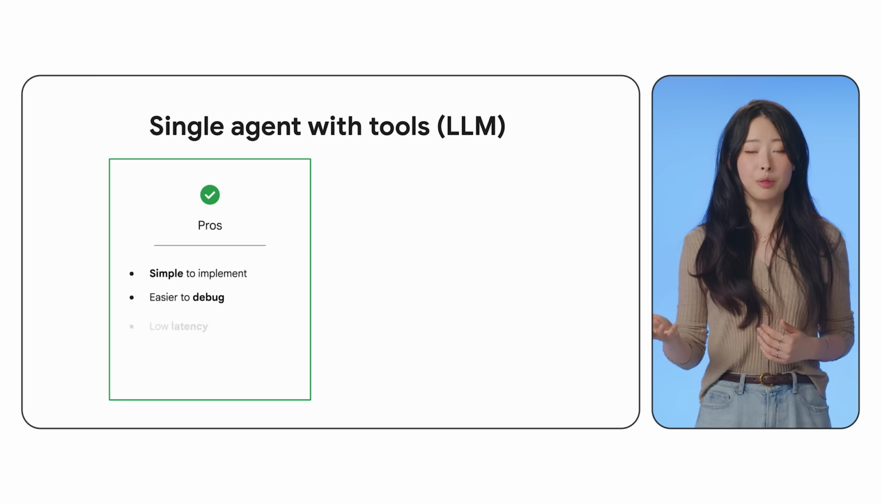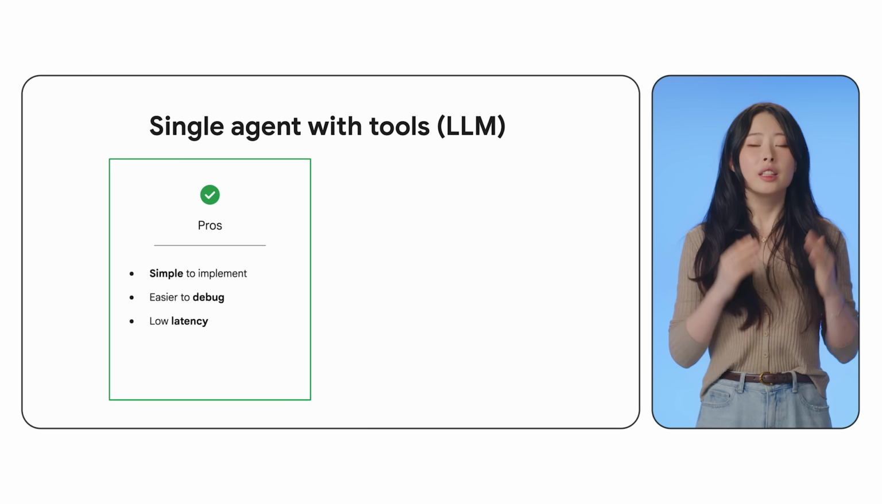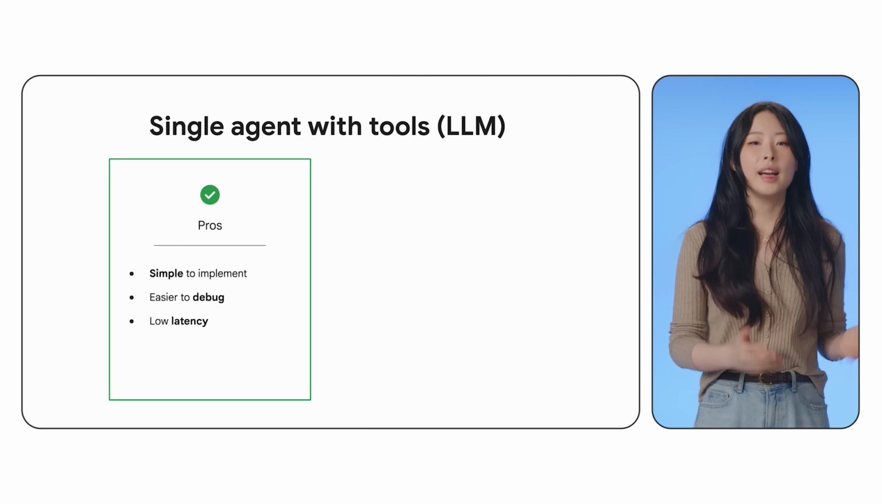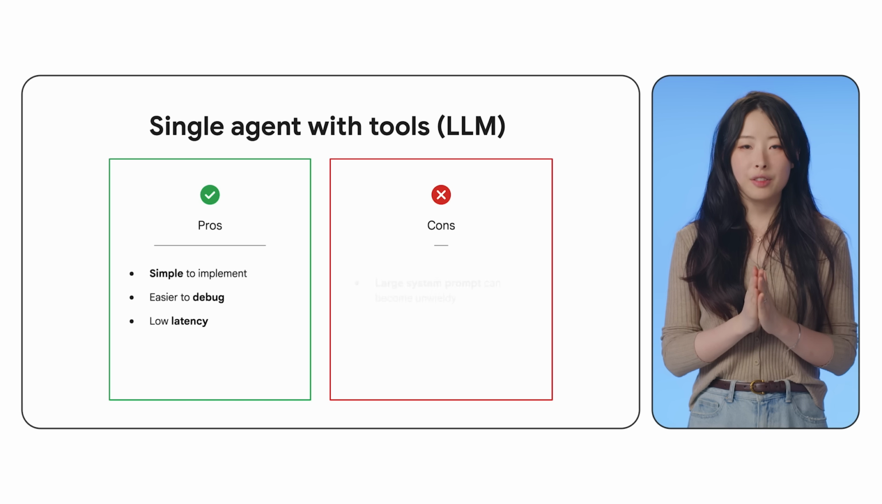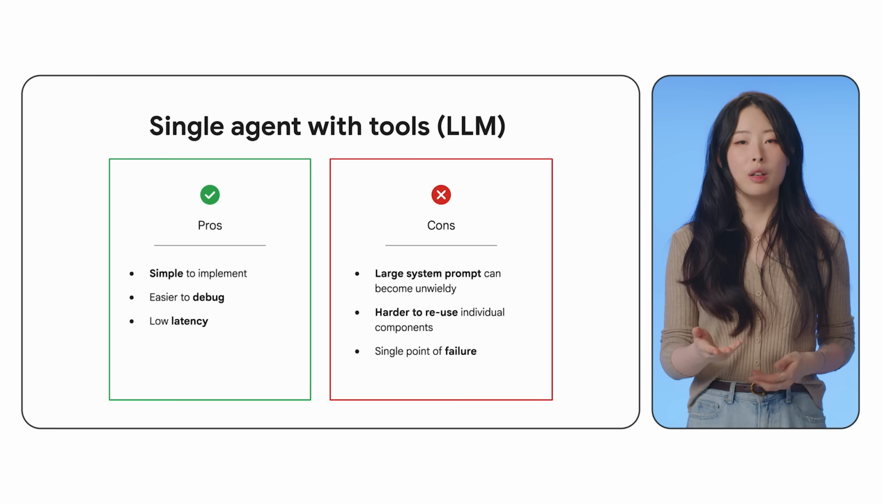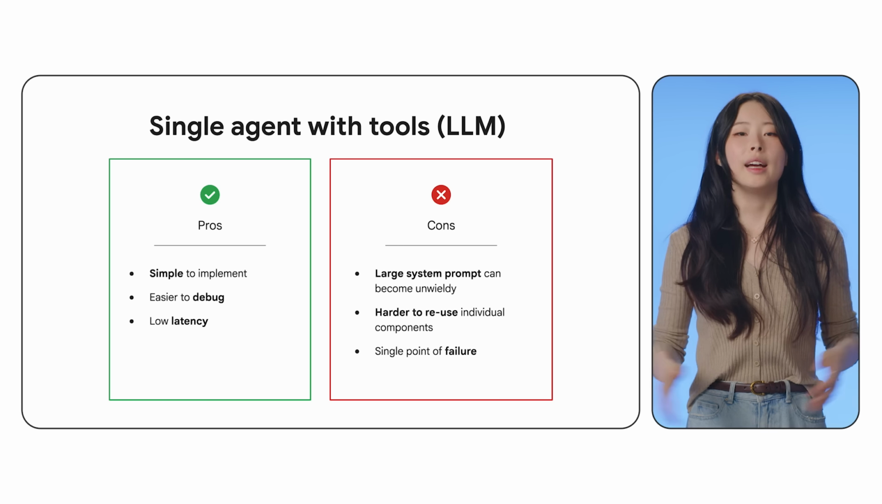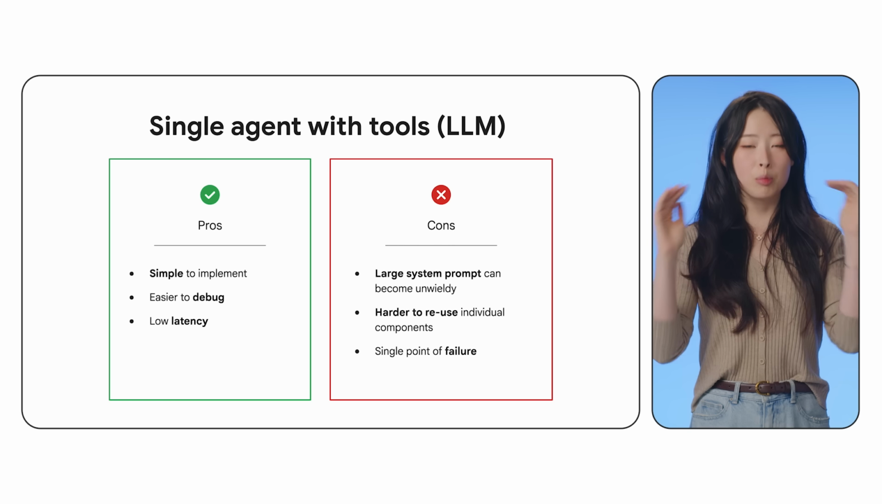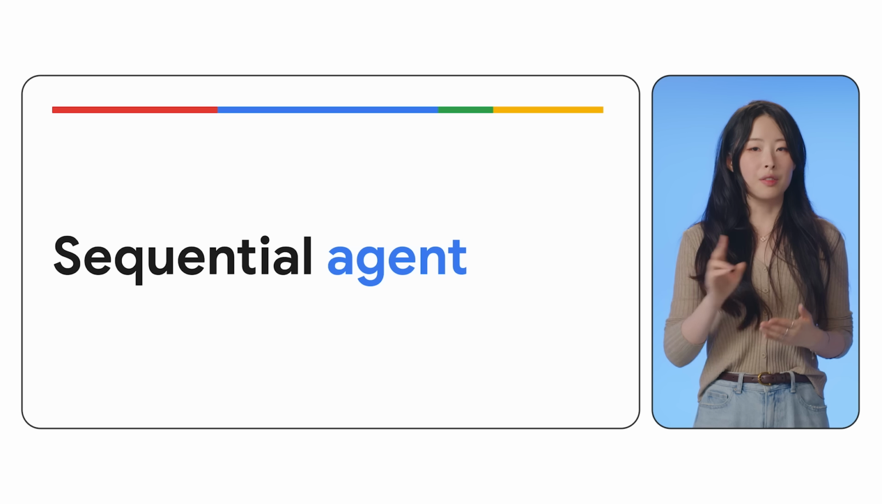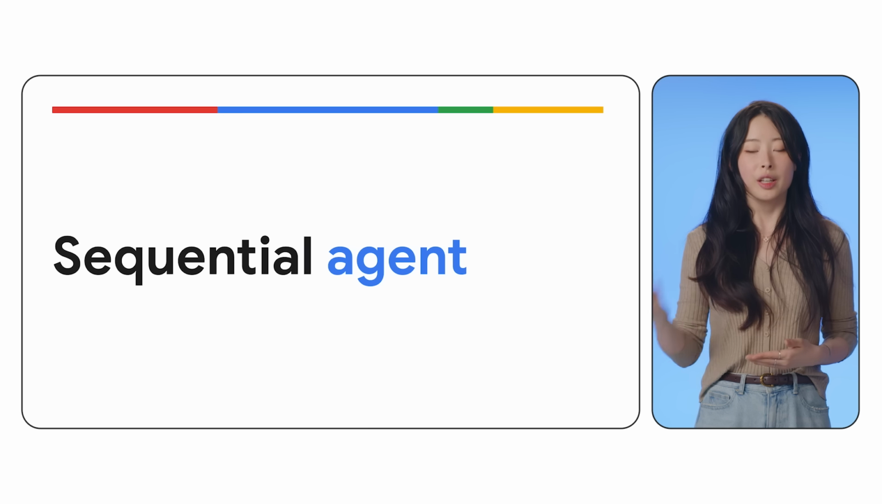With the single agent pattern, the benefit is that it is very simple to implement and is great for straightforward multi-step tasks. However, it is less reliable for complex workflows, is harder to control, and can fail as tasks become more complex. Now, let's get to the second part of this video, which is the sequential agent.